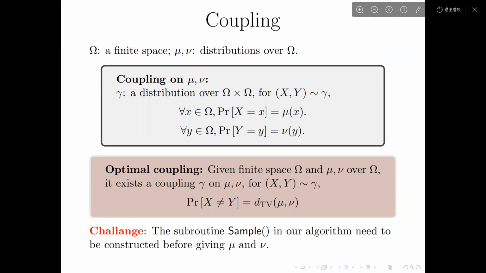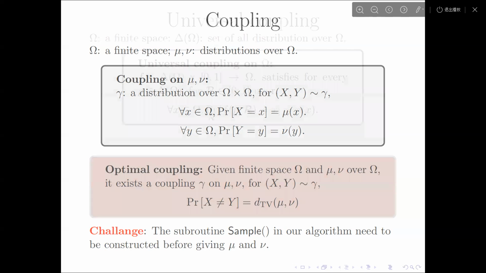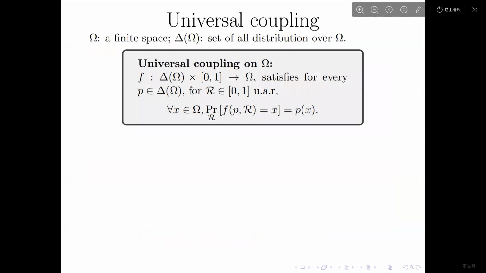If mu and nu are given first, we can easily construct a coupling F on mu and nu, and this inequality takes the equal sign. But the challenge is that in our algorithm, the subroutine sample needs to be constructed before given mu and nu. This allows us to propose a new concept, universal coupling.